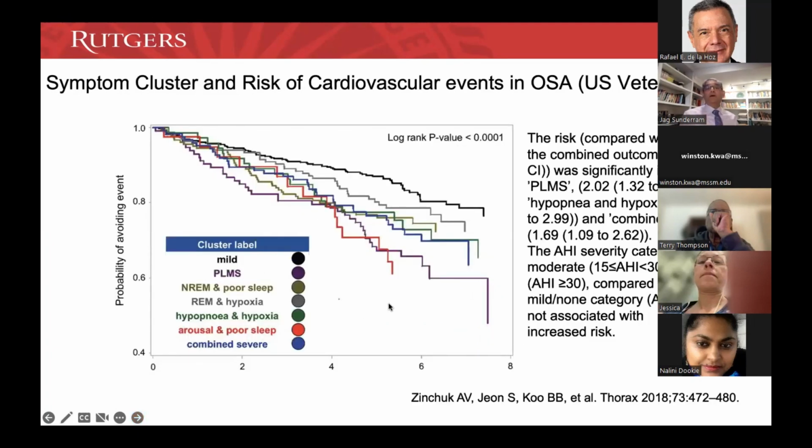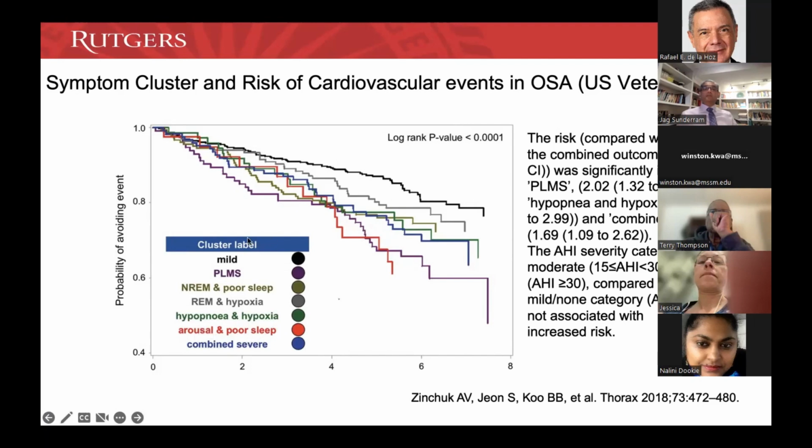Finally, again looking at symptom clusters, here's a different symptom cluster. Here they changed the cluster designations to mild or those associated with PLM. Oftentimes when you look at sleep studies, people have periodic limb movements in association with their apneic events. Again, there are those with events mainly in non-REM sleep and poor sleep, or REM sleep with hypopneas and hypoxia, and so on.